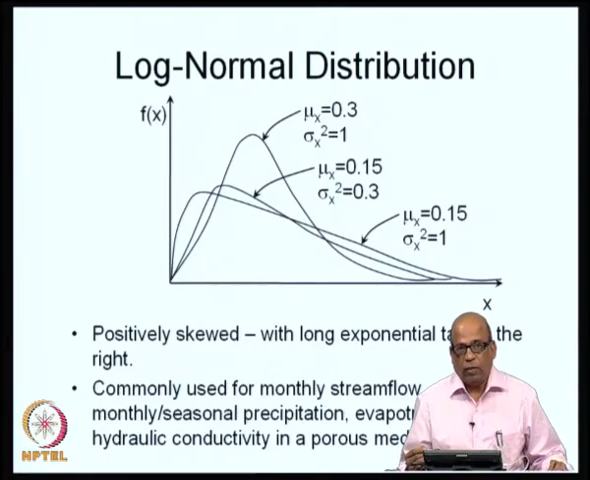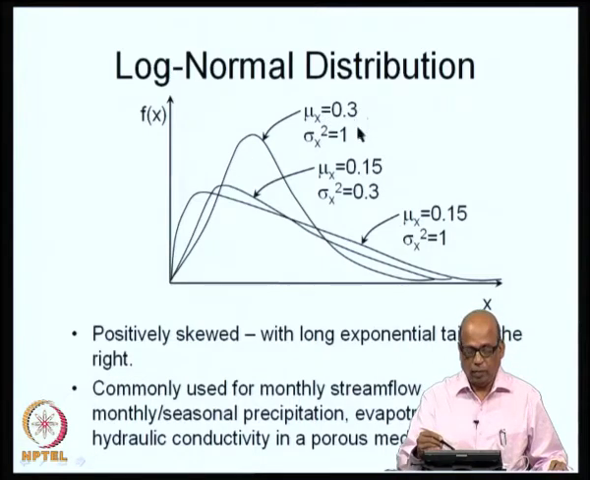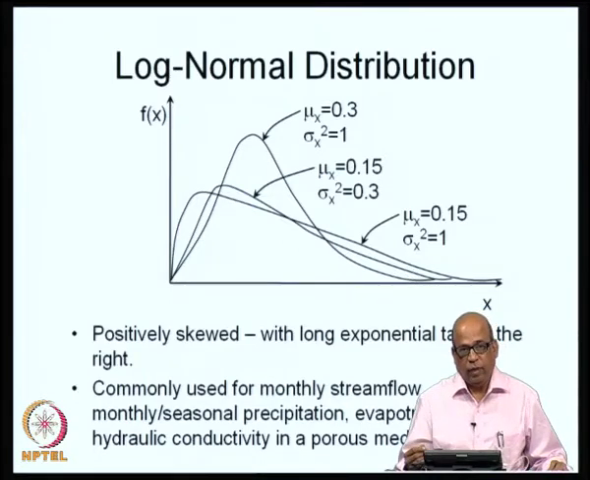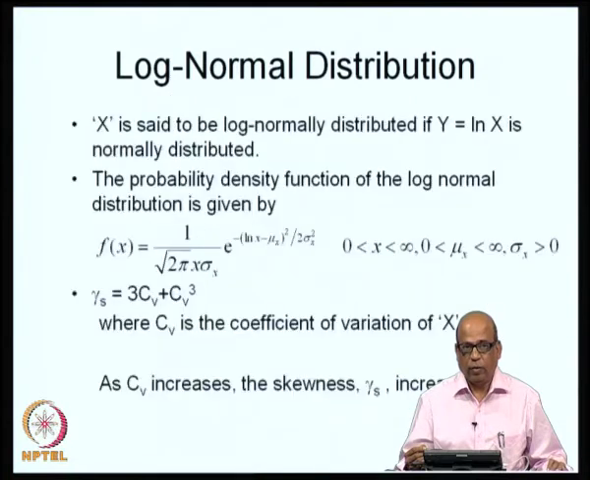Now, just look at how the log normal distribution appears. This is for different mu's. For example, mu x is equal to 0.3, sigma x square is equal to 1. This is the shape that it takes. Now, as your CV increases, that means CV is sigma by mu, as your CV increases from your previous expression here, 3 CV plus CV cube, the skewness increases.